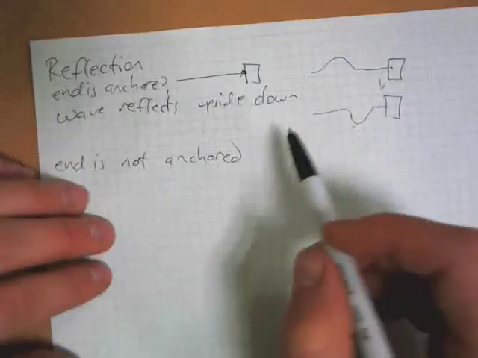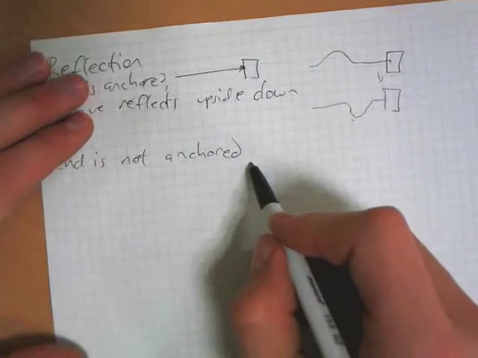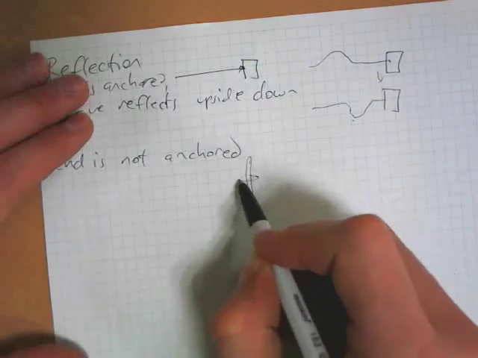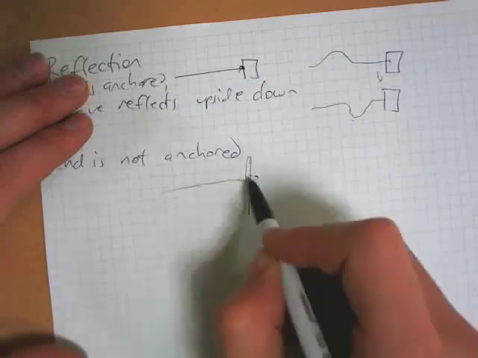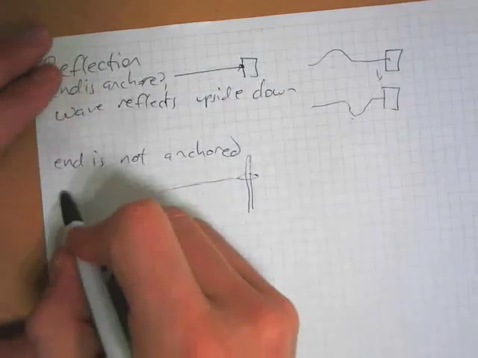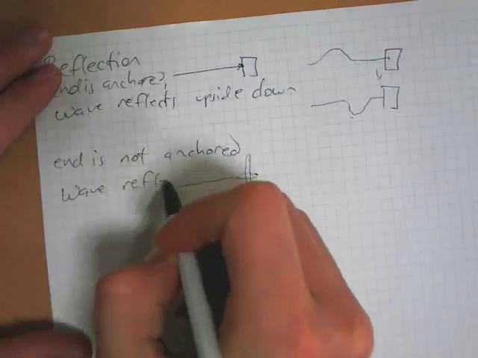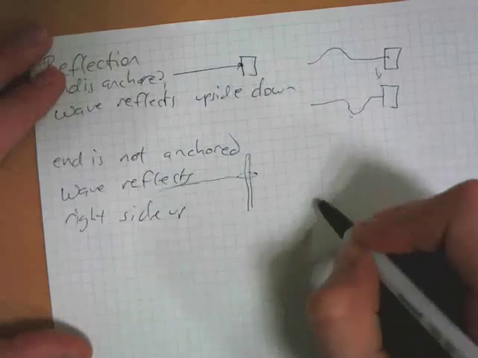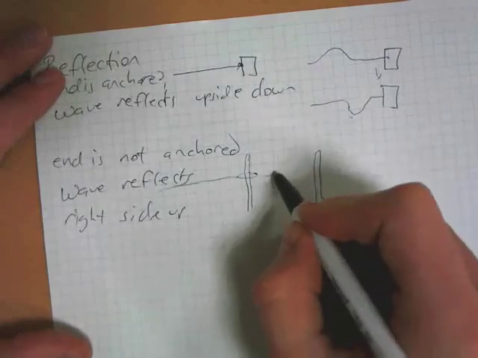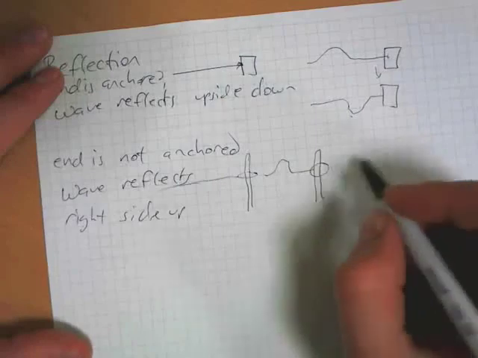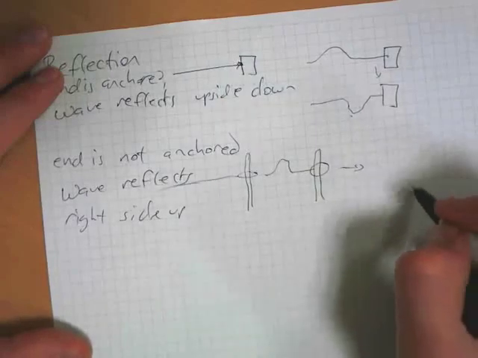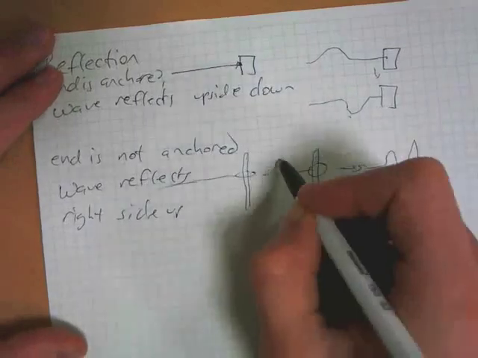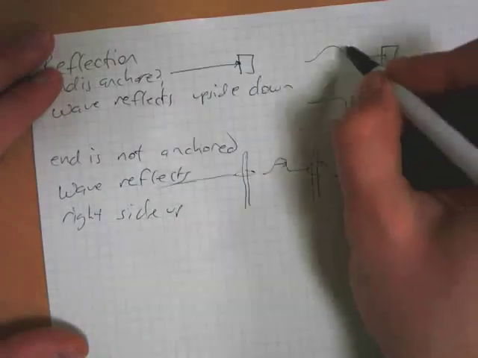If the end is not anchored, like say I had a ring stand, and my string was loosely tied around and free to slide up and down, then the wave reflects right side up. So I send a wave pulse down, and it'll reflect back facing the same direction. It's going this way, and now it's going that way.